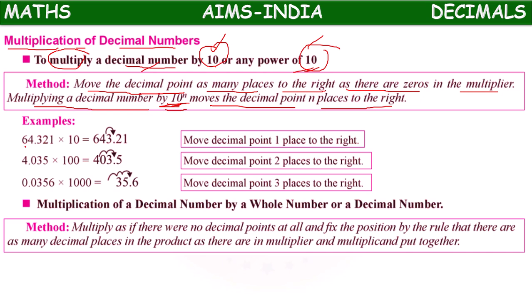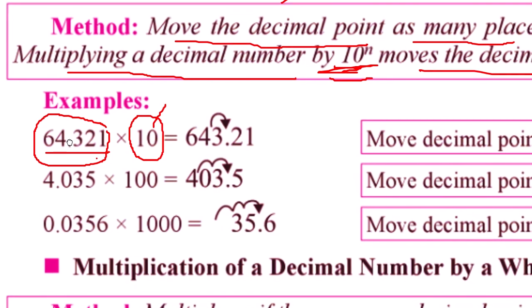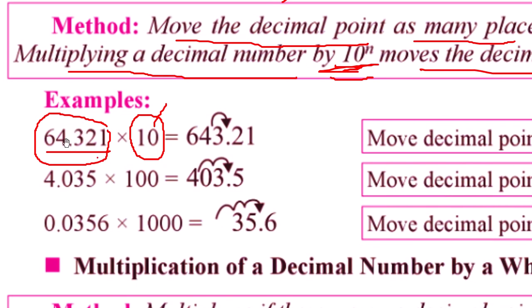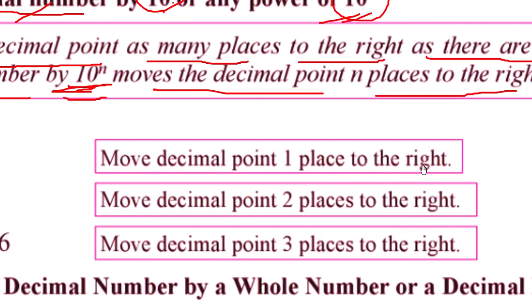Here we have 64.321. This is the decimal number, and we are multiplying it with 10. In 10, how many zeros are there? We have only one zero. So for the decimal point, we have to shift one place to the right. Means 64 point is there, this point will come after 3. Like this, one place to the right, it will become 643.21.